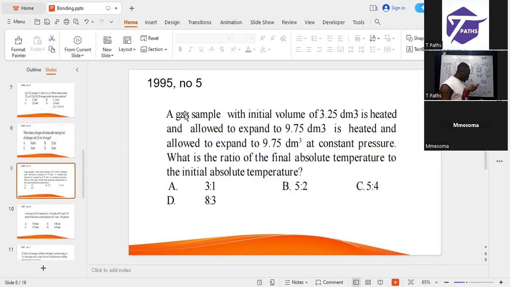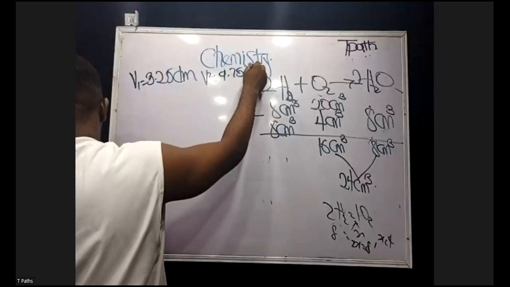A gas sample, see how the question is coming? A gas sample with an initial volume of 3.25 dm cube is heated and allowed to expand to 9.75 dm cube at constant pressure. What is the ratio of the final absolute temperature to the initial? So V1 is 3.25 dm cube and V2 is 9.75 dm cube.